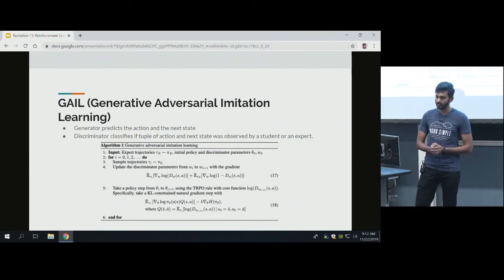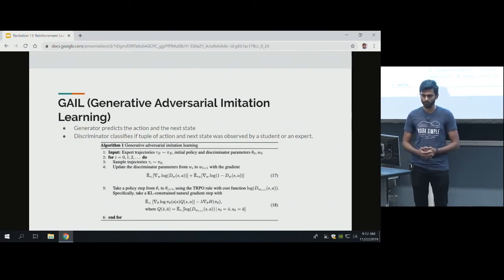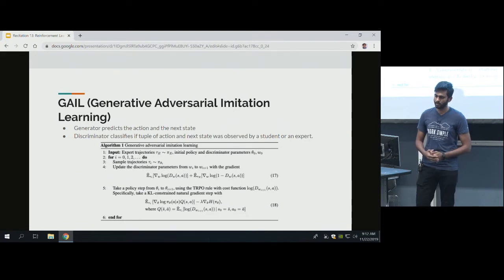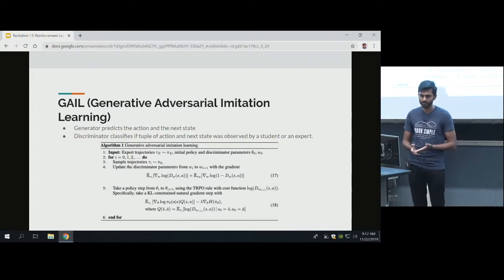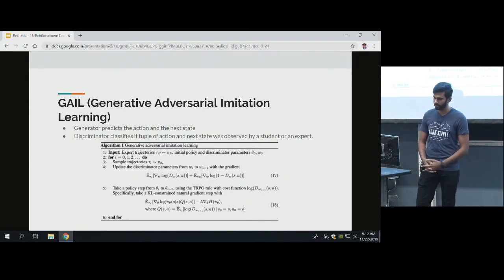So in a similar way, the generator tries to predict the actions and the next state given a particular state, and it has to pretend to be an expert, to be like a human. So the job of the discriminator then is to discriminate between the actions and states of human and the generator. So that's the typical GAN setup that we've seen from last week.